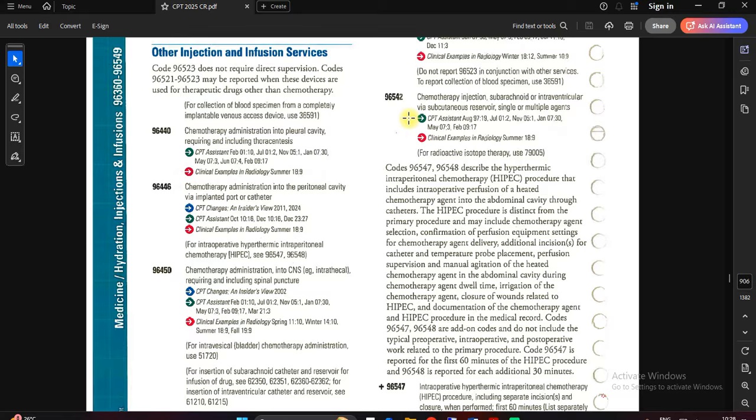Next code 96542, chemotherapy injection subarachnoid or intraventricular via subcutaneous reservoir, single or multiple agents. For example, if the patient has any type of cancer in the brain area, that time the physician will inject chemotherapy into the subarachnoid or intraventricular areas of the brain. 96542.